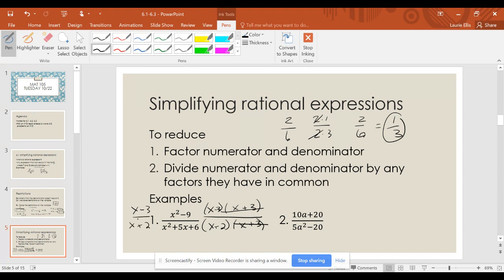Okay. So now you might be wondering, well, what about those restrictions that you just talked about? I can't have x be equal to -2.